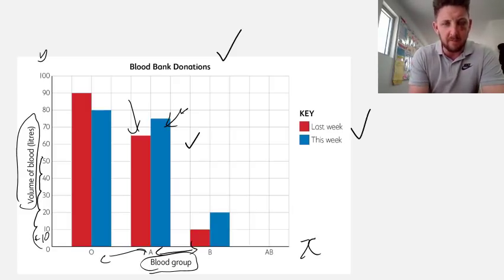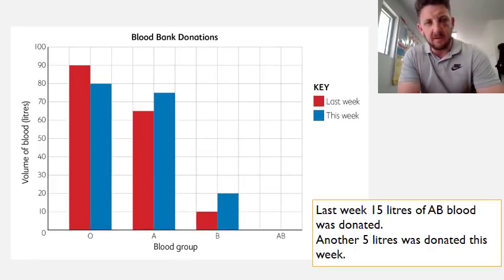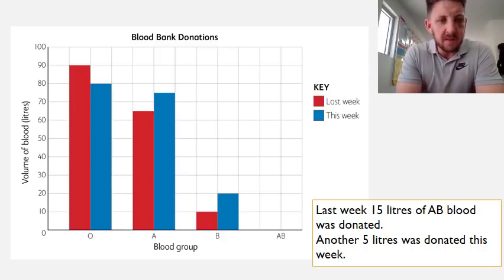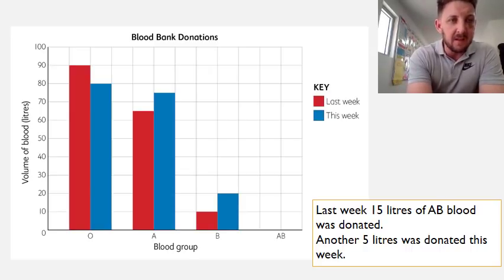So let's have a quick look at my next page. Here it is again. So at the moment you can see that on our blood bank donations graph, it's showing me two lots of information. It's showing me what happened last week and what happened this week. And being side by side, we can compare the two different measurements. So you can see that last week, our O blood group had 90 litres of blood donated, where this week it only had 80, by looking at these two columns.